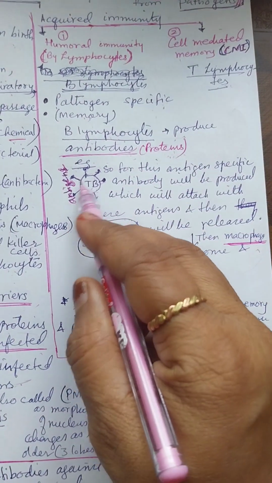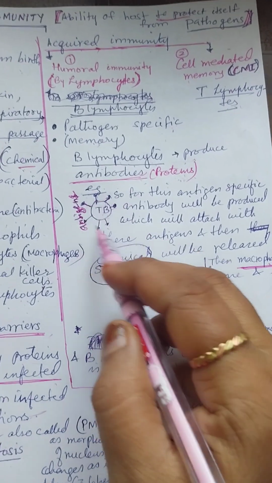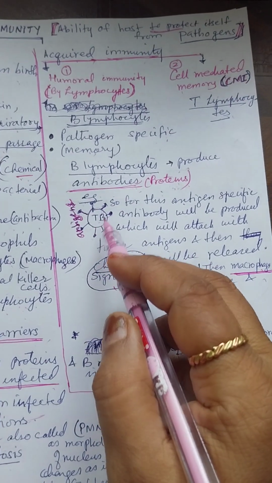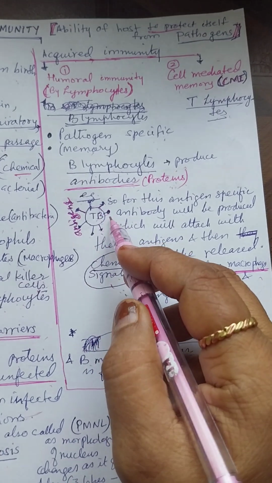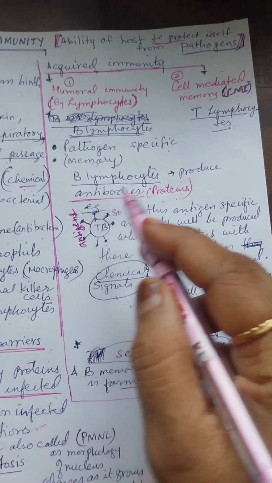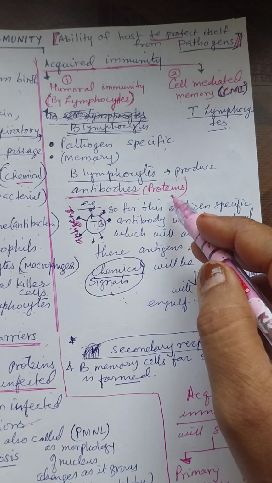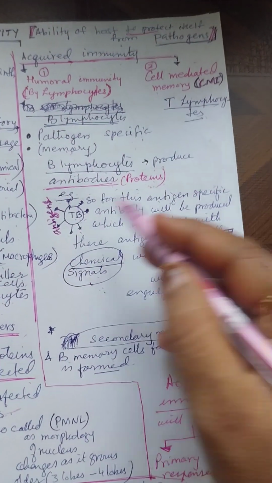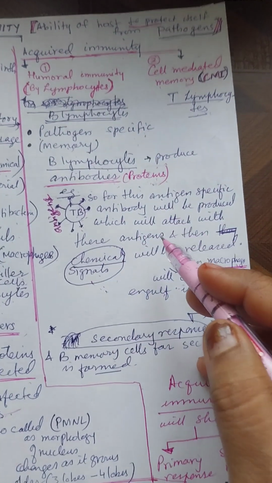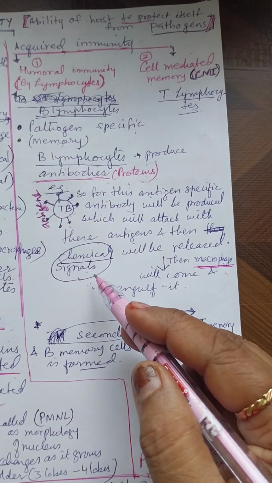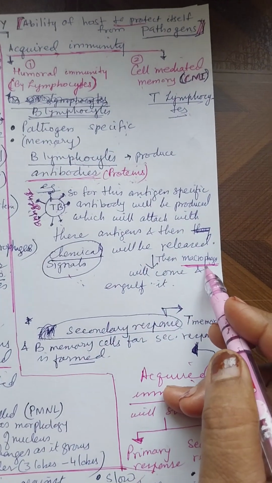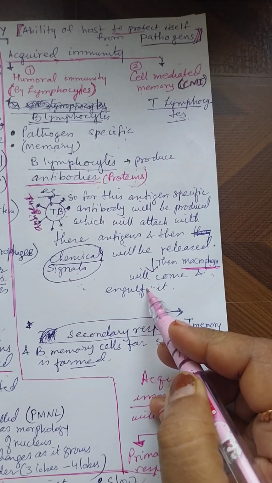Now understand with the help of an example. Tuberculosis is caused by bacteria. So suppose this is the bacteria and these are the antigens of that bacteria. So B lymphocytes will produce antibodies against these antigens, which will go and attach and will keep hold of it. And then the chemical signals will be released. The macrophages will come to engulf it.